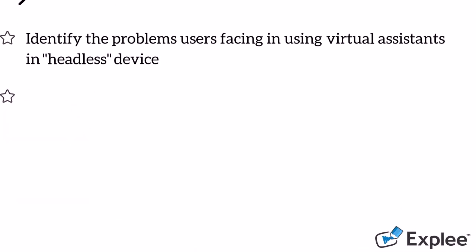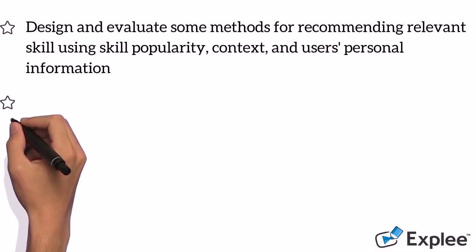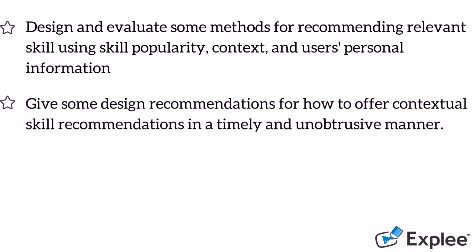This leads to our next question today. We try to develop and evaluate some methods to recommend relevant skills using the skill popularity, context, and users' personal information. And the last thing, we give some design recommendations for how to offer contextual skill recommendations at the right time, at the right place, and in the right way.